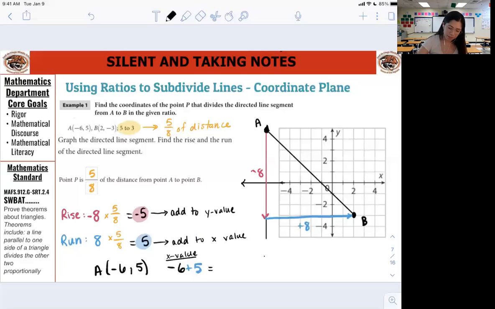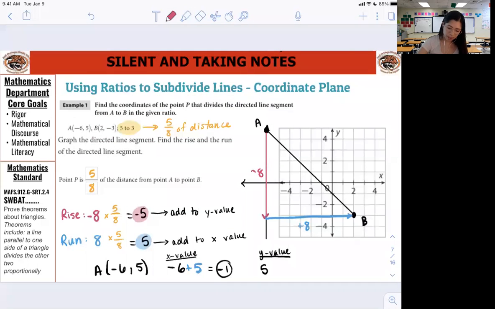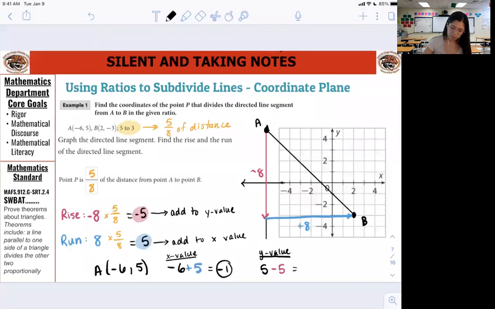-1. Good. And now the y value. 5 plus negative 5, because it's negative, right? We got a negative number. So it's 5 minus 5, we get 0. So my point P is at negative 1 comma 0.